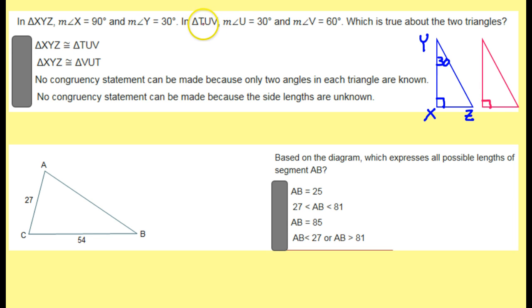So we have, here comes triangle TUV. Angle U is 30 degrees. Alright, so I'll put angle U up here, just like the Y. Angle V is 60. So I'll put that down here. Here's angle V. So this pink triangle is triangle TUV. So that means this 90-degree angle must be T.